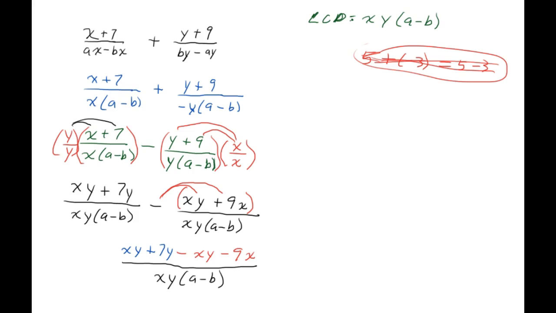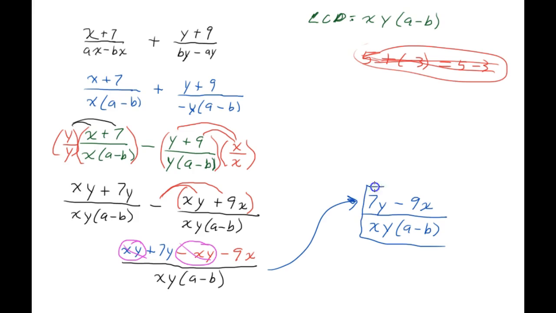Hey, look at what happens to us. This is good for us. We like it when things work out. Simplify. We've got xy minus xy. Those cancel out. So in the numerator, we're on the home stretch now. In the numerator, we have 7y minus 9x. And that is all over our LCD that we already know, xy times the quantity a minus b. There you go. I hope that helps.